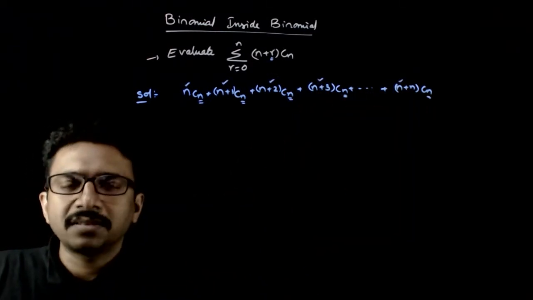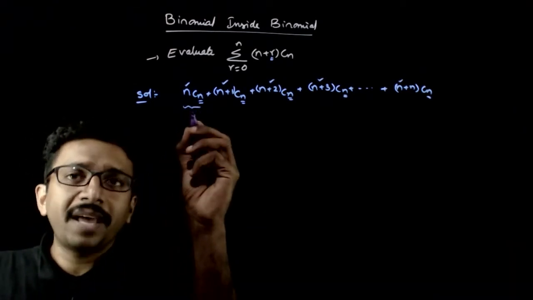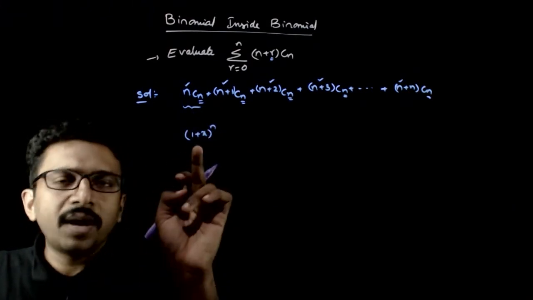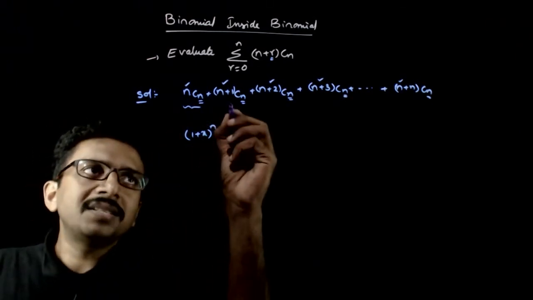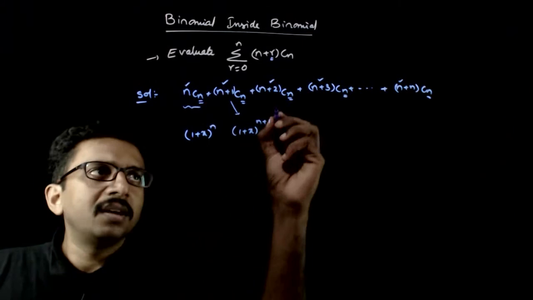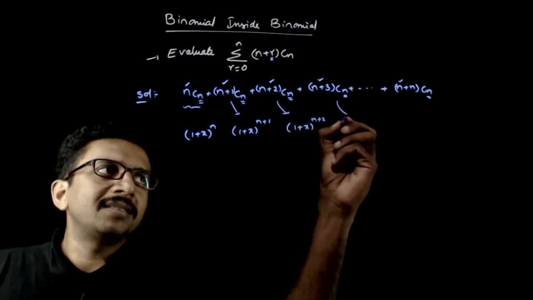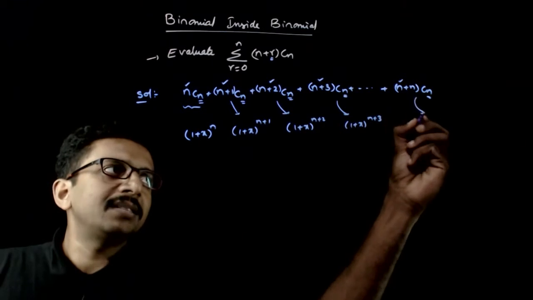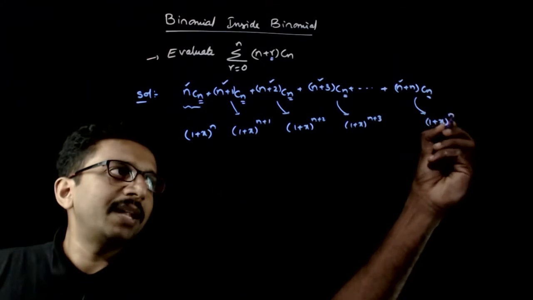So now how do I analyze this? Can you see that nCn is the coefficient of x^n in (1+x)^n? In this expansion, the coefficient of x^n is nCn. So what is (n+1)Cn? This is the coefficient of x^n in (1+x)^(n+1). And this is the coefficient of x^n in (1+x)^(n+2). And this is the coefficient of x^n in (1+x)^(n+3). And this is the coefficient of x^n in (1+x)^(n+n), which is (1+x)^(2n).